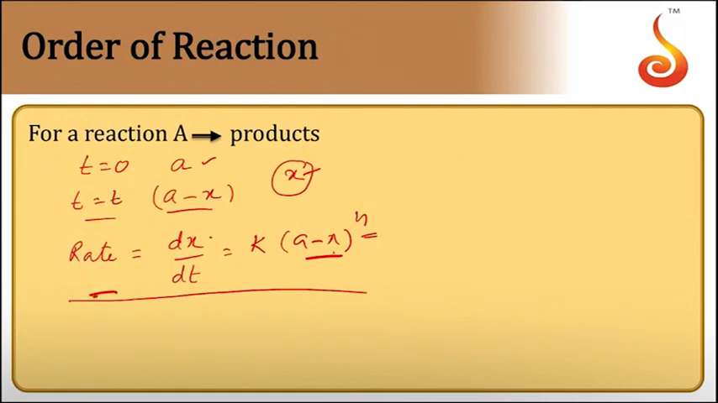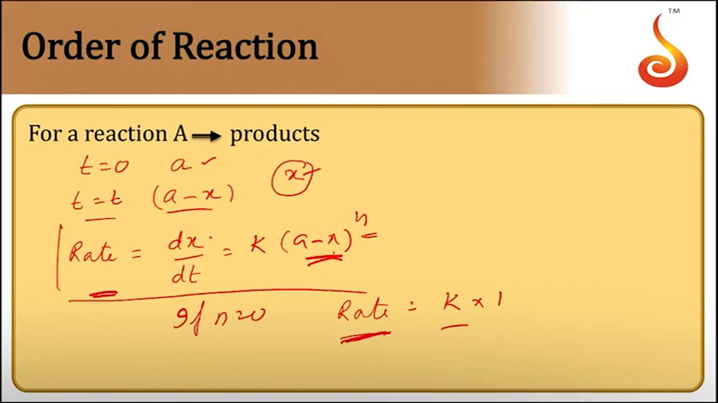Now, if we integrate the differential equation, we are going to get different integrated forms. For example, if n is equal to 0, that is, for a zero order reaction, then rate becomes equal to k, because anything to the power 0 becomes 1. So rate became equal to the rate constant k. That implies that the rate of reaction is completely independent of the concentration of reacting substances in the case of a zero order reaction.